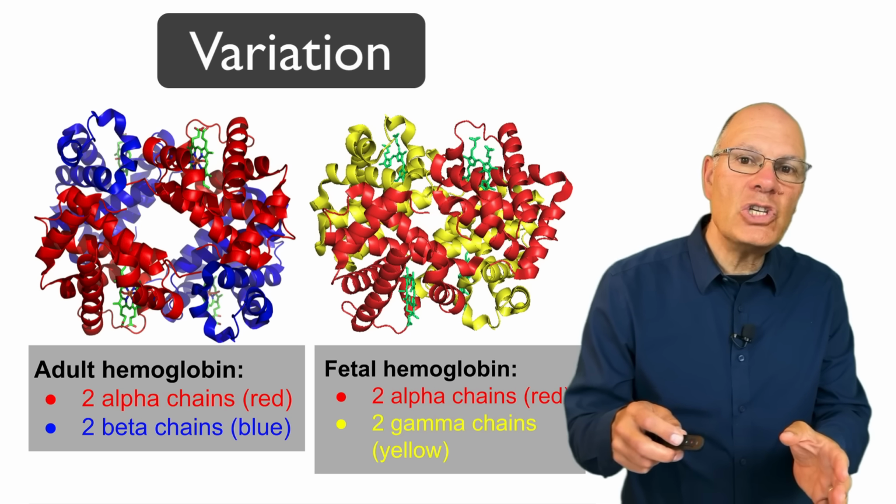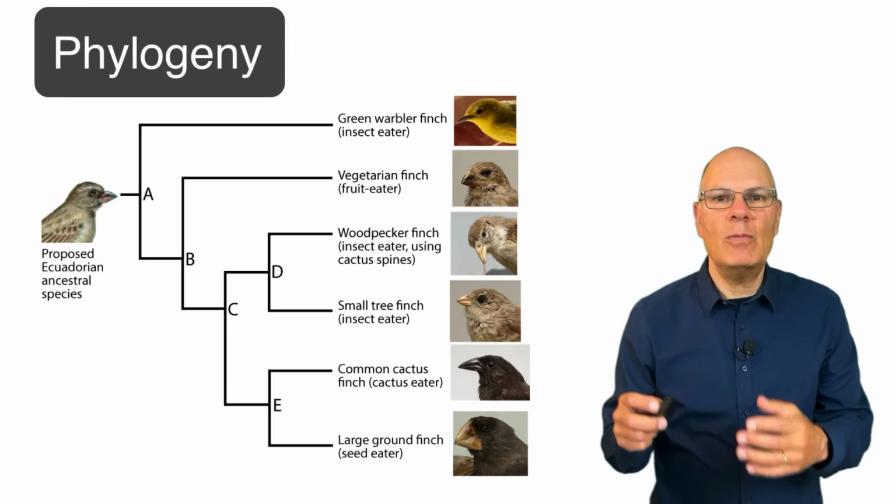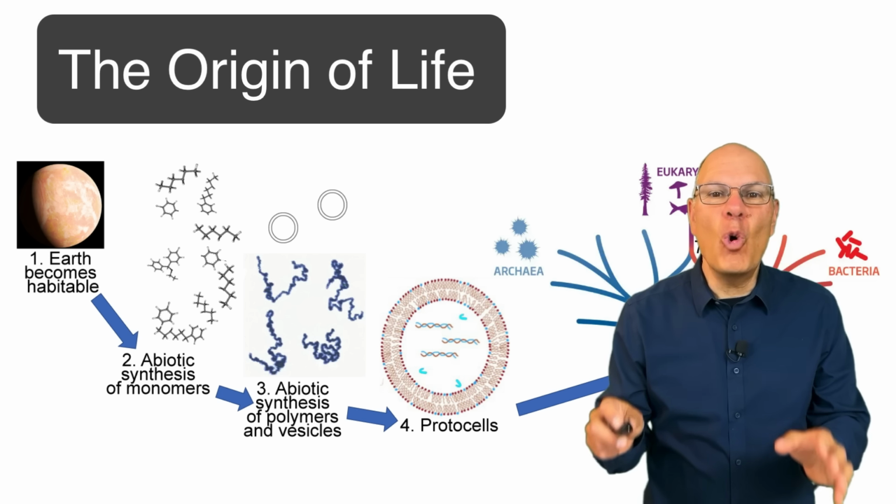We'll look at variation in populations. We'll look at life's branching pattern and history, which is the topic of phylogeny. And then we'll end by looking at the origin of life.